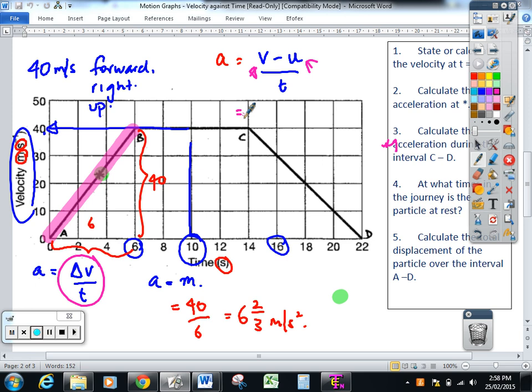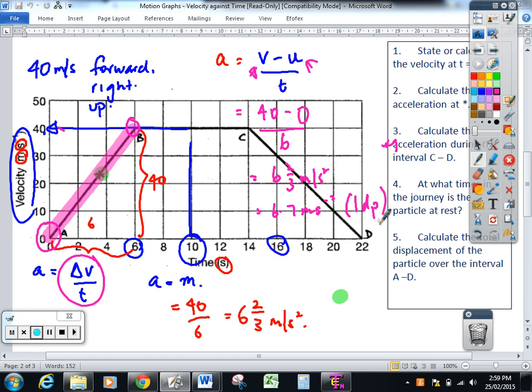Equals, the final velocity is 40, the initial velocity is 0, because it starts from stopped, and the time taken is 6 seconds. So if you pop that in the calculator, it's 6 2/3 meters per second squared. If you don't want fractions, you could just say it equals 6.7 meters per second squared, that's 1 dp, or 2 significant figures. Are we okay with that working?